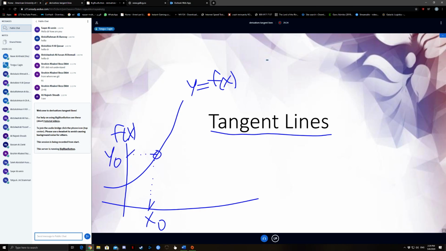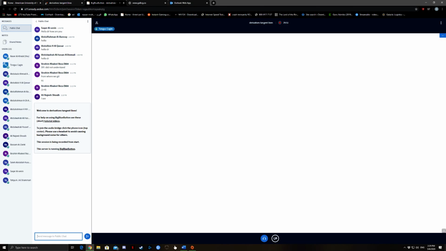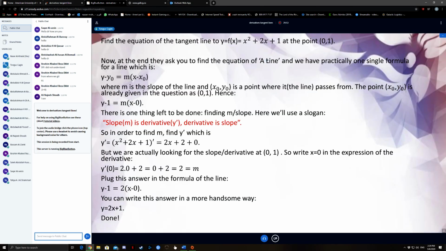Okay, let's say this point. And they are going to ask us to find the equation of the line which is tangent to this graph at that point. They are going to ask us to find the equation of this tangent line immediately. And we have 2 questions here, and that's it.